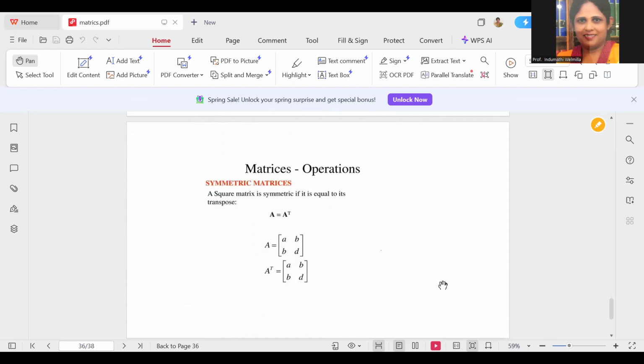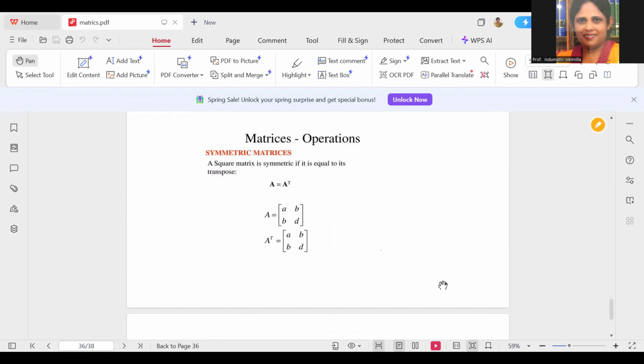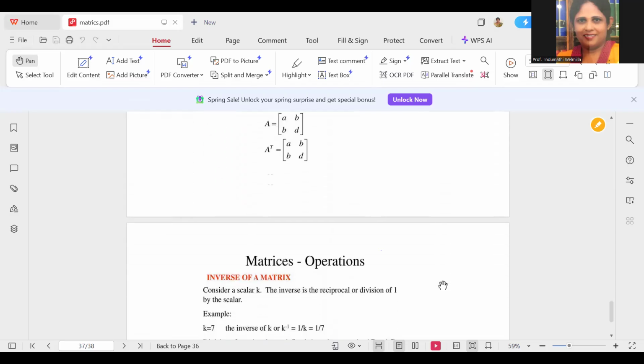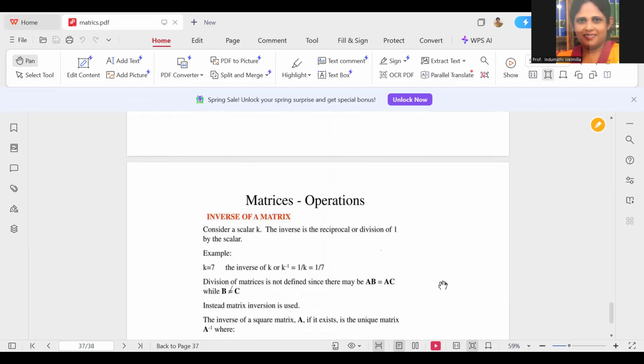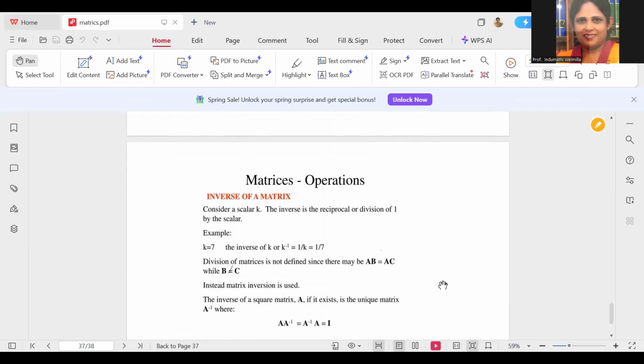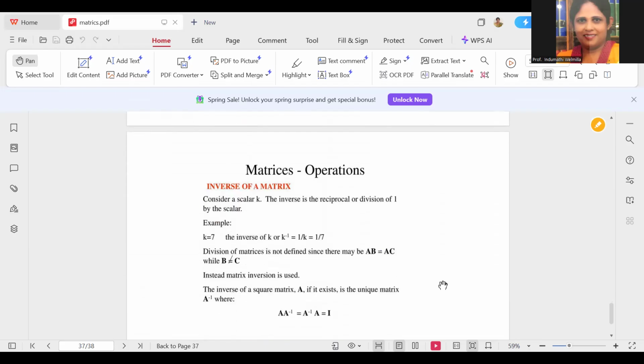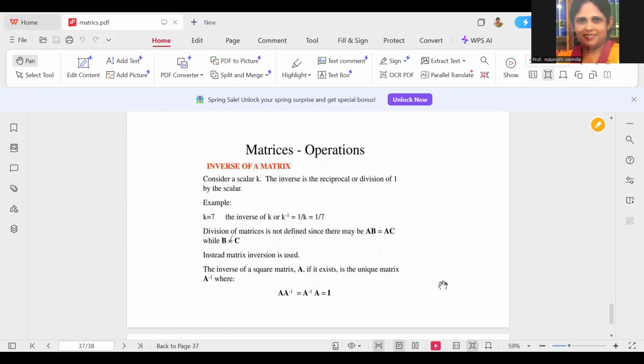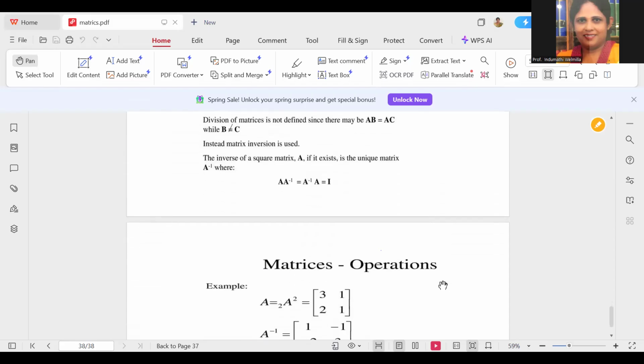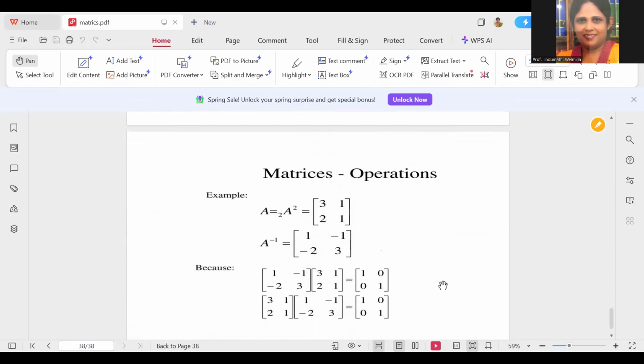A symmetric matrix: a square matrix is symmetric if it is equal to its transpose. If the two are equal, we call it that. Now the inverse matrix is very, very important, because we can apply it when we solve simultaneous equations. Inverse of a matrix is very important, so I will show you one example.